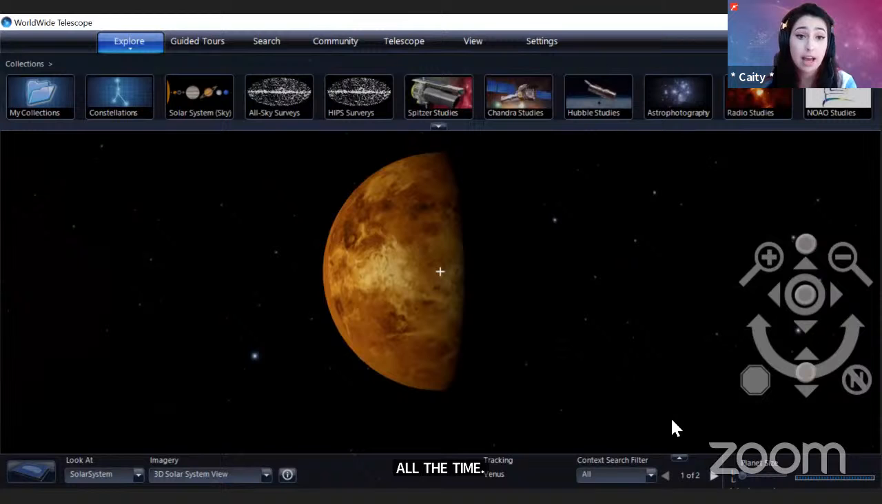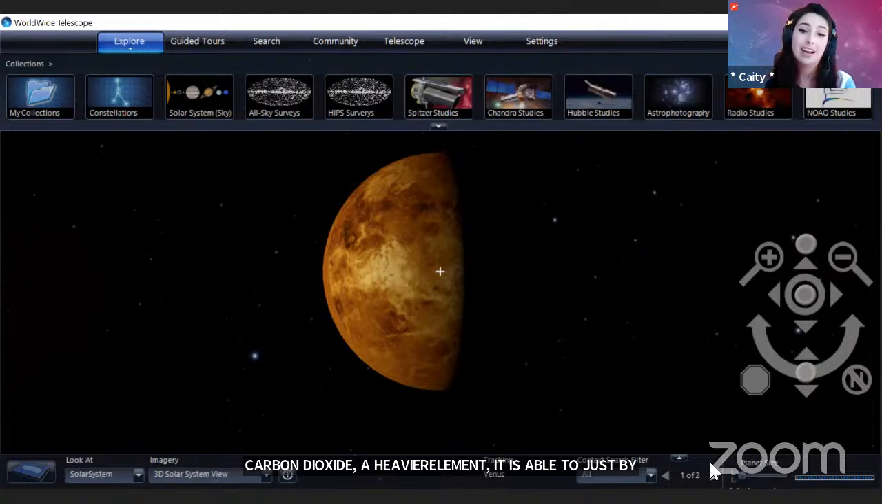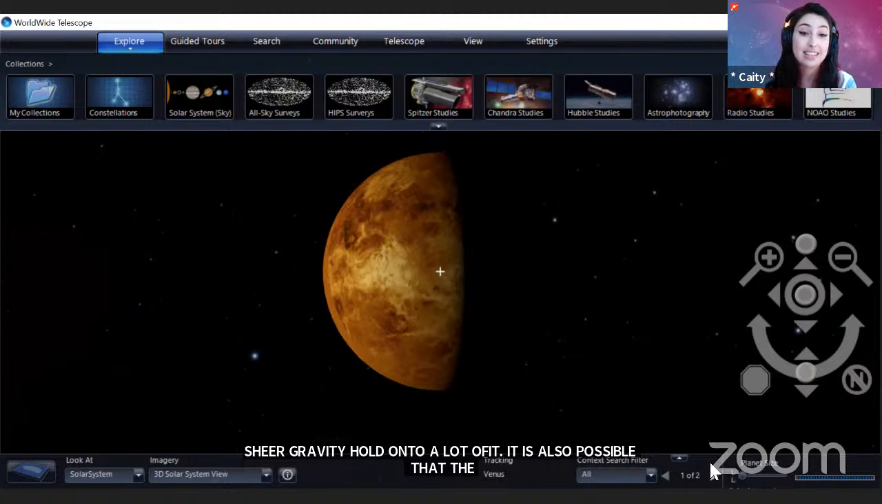But it also has a similar mass to the Earth, so it's got significant gravity. And because Venus's atmosphere is mostly carbon dioxide, which is a heavier element, it's able to just by sheer gravity hold on to a lot of it. And it's also possible that the very, very weak magnetic field that Venus does have, just because of its upper atmosphere, might help protect it as well.